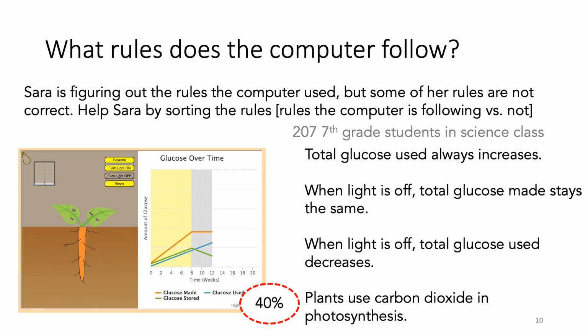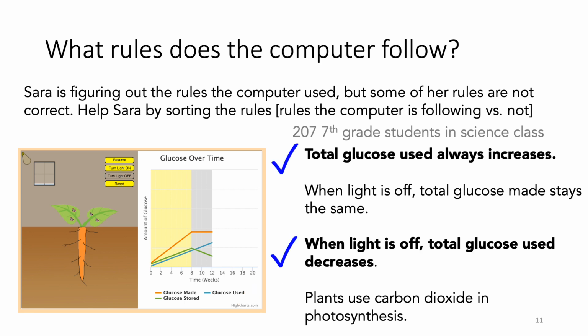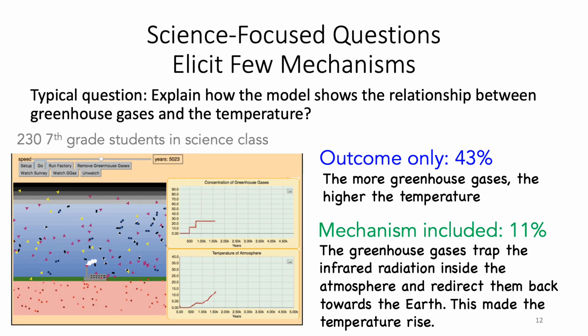40% of students incorrectly thought that the model was following the rule plants use carbon dioxide in photosynthesis. Real plants do, but carbon dioxide is not part of this model, which, like all models, is a simplification. Many students thought that the model could follow two rules that contradicted each other. Still, questions about the rules help elicit student science ideas.